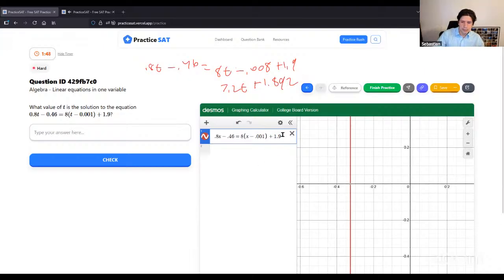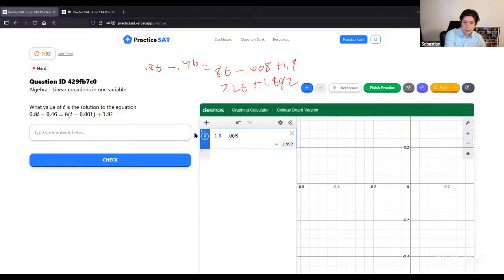Let's check it because I'm getting burnt out here and I probably make silly mistakes. Yep, exactly 1.892. Okay, Maxon's got me beat here. You guys are too quick for me right now.